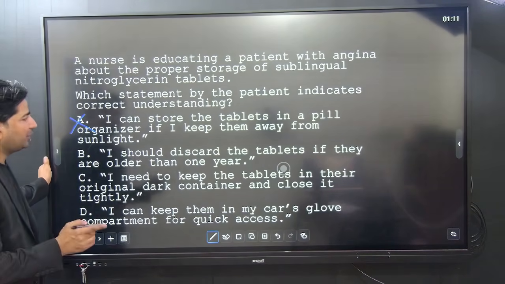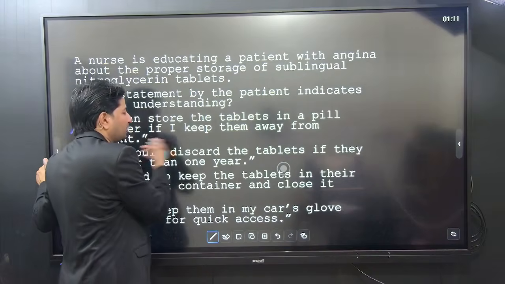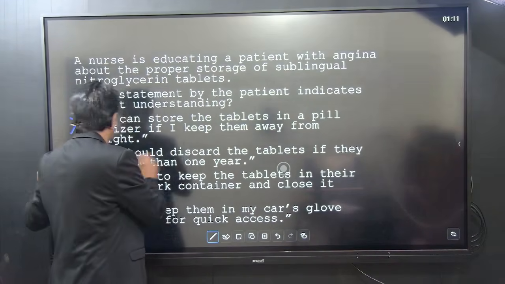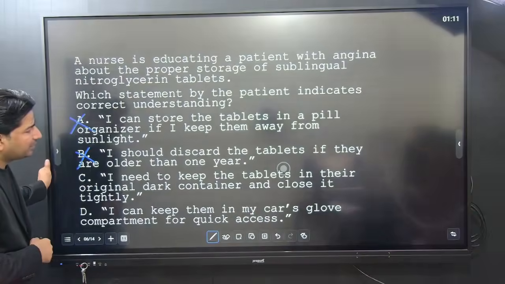B, I should discard the tablets if they are older than 1 year. 1 year is too long. They should be discarded after 6 months. This means this is also wrong.